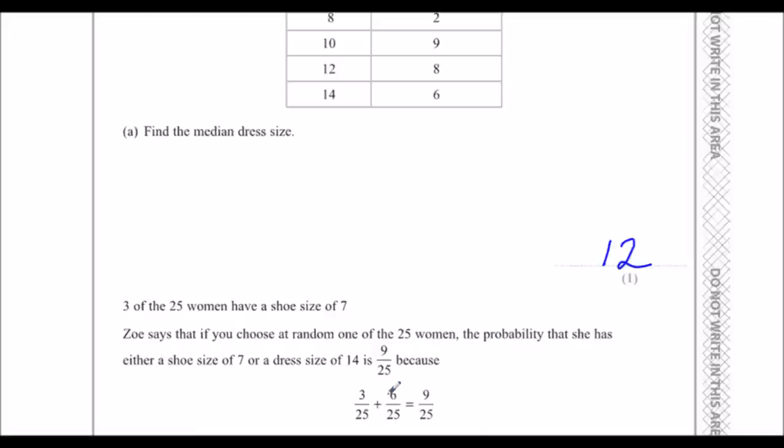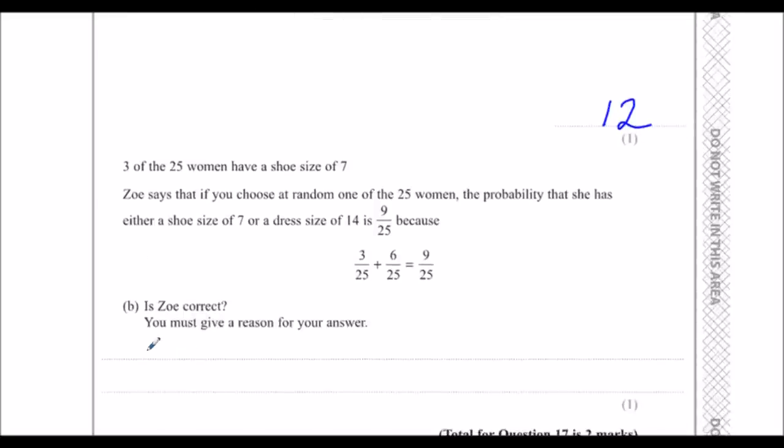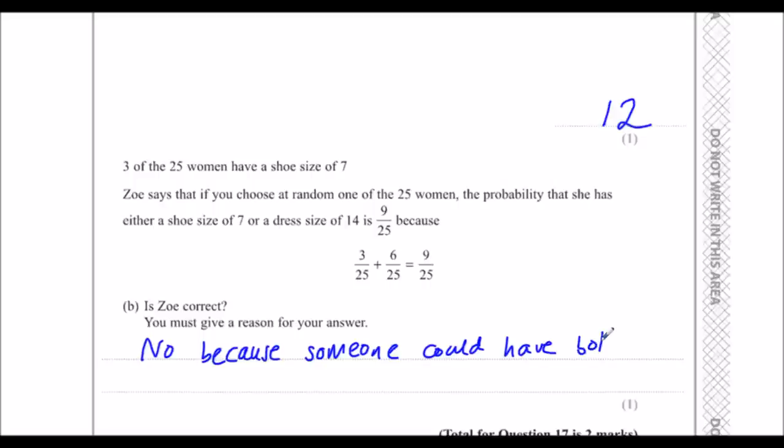So if one of these women with a shoe size 7 also has a size 14 dress, then they'll be in both of these. So is Zoe correct? Well, no, because someone could have both: shoe size 7 and dress size 14.